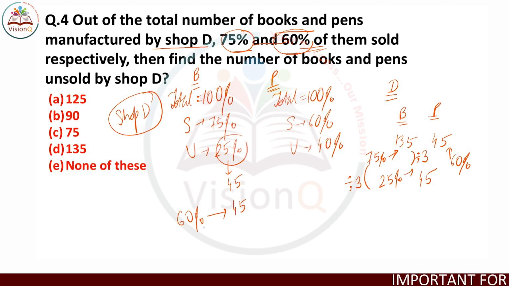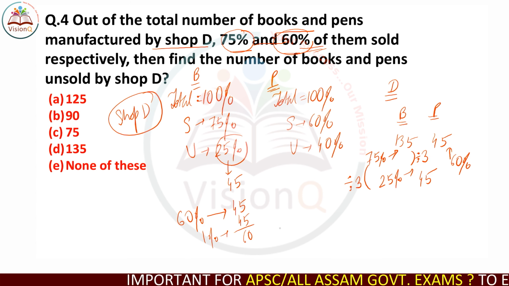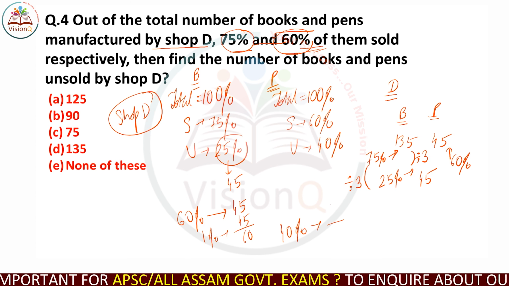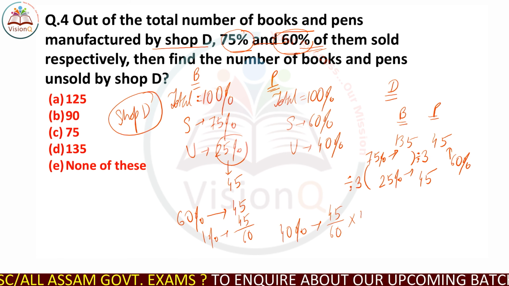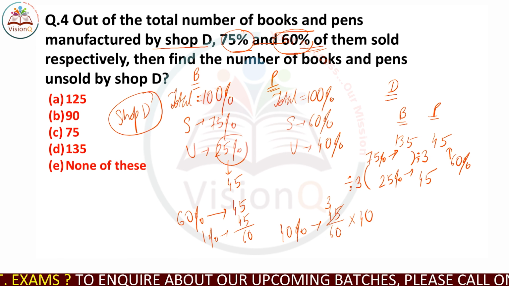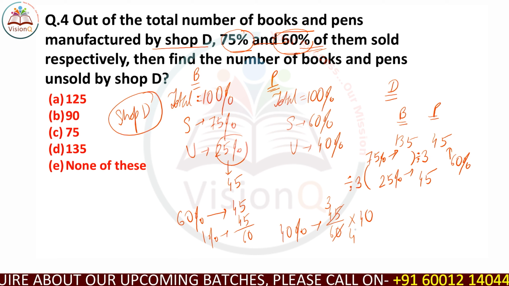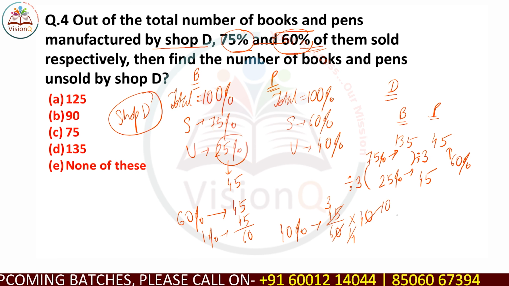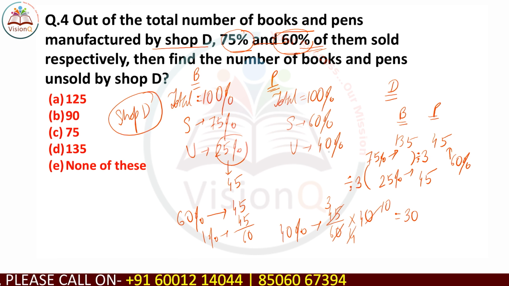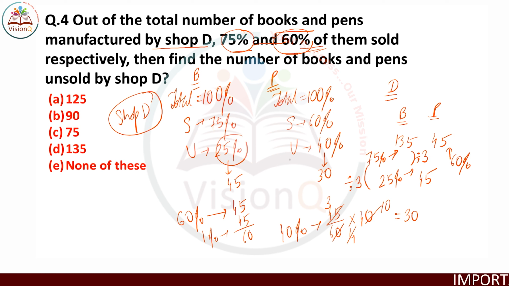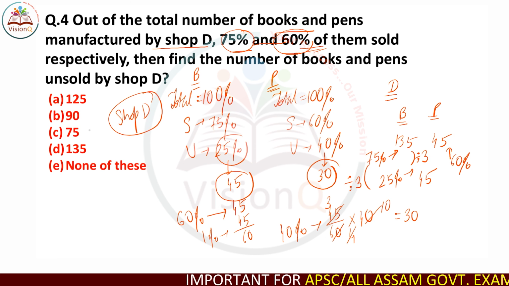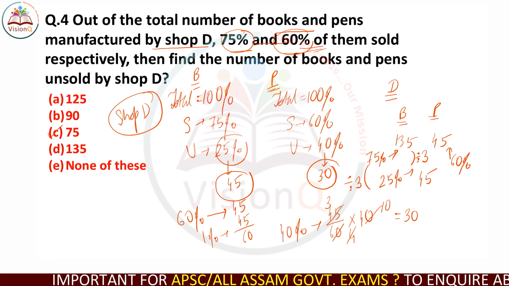So if 60% is 45, 1% is 45 by 60. So 40% becomes 45 by 60 into 40. 15 3s are 45, 15 4s are 60, then 4 10s are 40, then 3 into 10 is 30. So 40% is 30. Now it is asked to find the total number of books and pens unsold by D. So 45 plus 30 will give the answer as 75, which is option C.